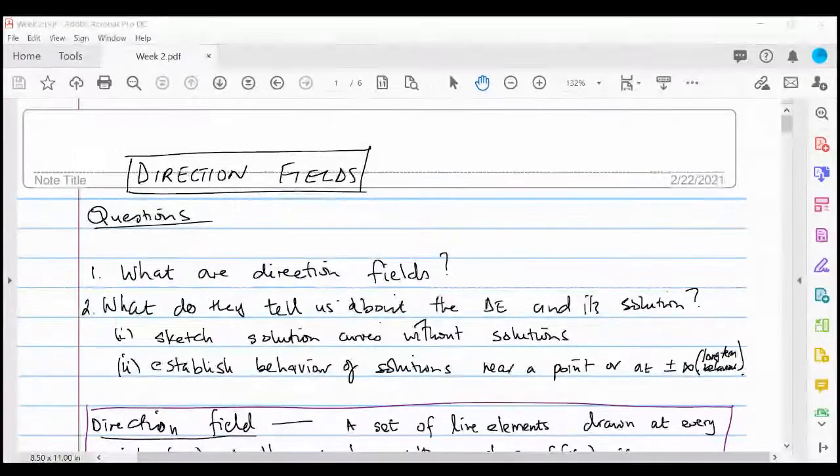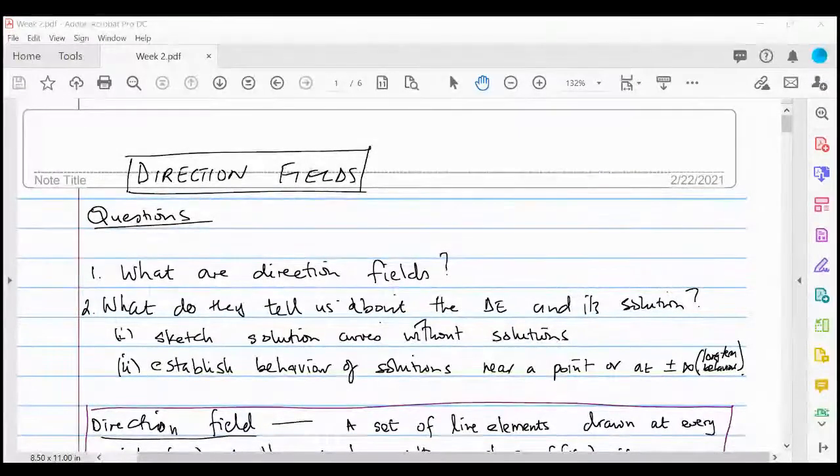Now that we know about these differential equations, how do we solve them? Do solutions of these differential equations exist in the first place? And if they exist, can we solve them explicitly? Can we find the exact solution of that differential equation?